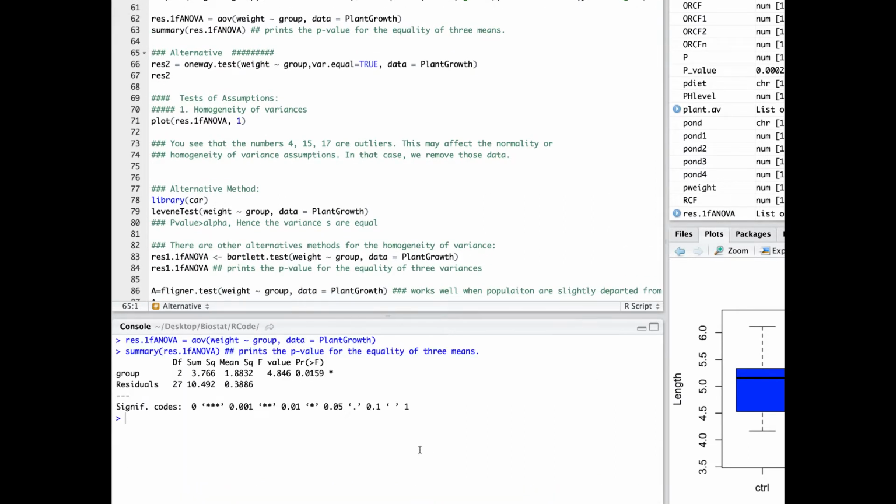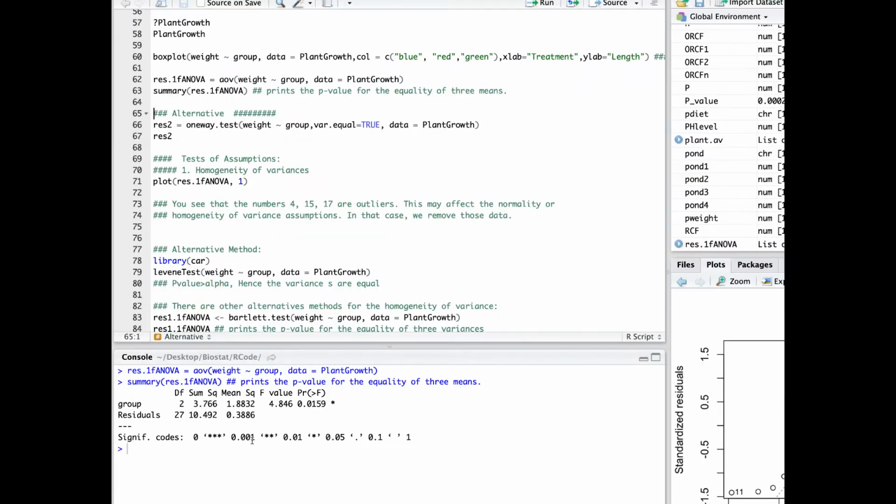Did you see the p-value here? For the group, the between-group degrees of freedom is 2, because there are 3 groups, so 3 minus 1 is 2. And the within-group degrees of freedom is 27, because there were 30 data points and you do n minus k, so 30 minus 3 is 27. And you see the mean square. This is the group mean square. Do you remember that we denote that by S squared B?